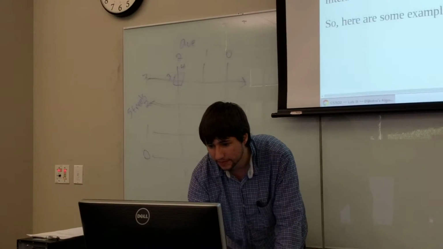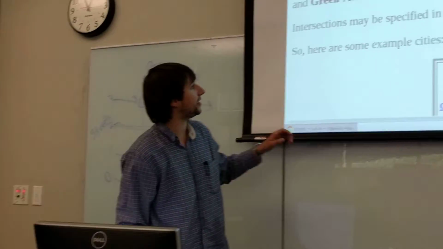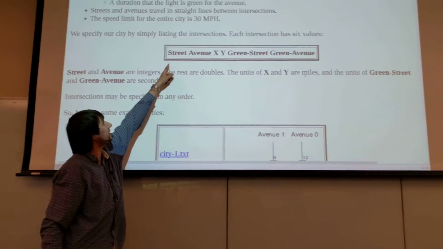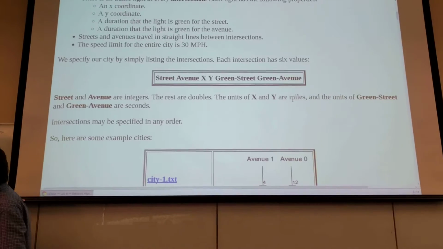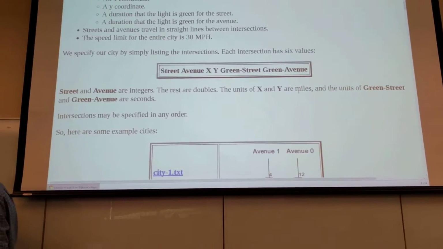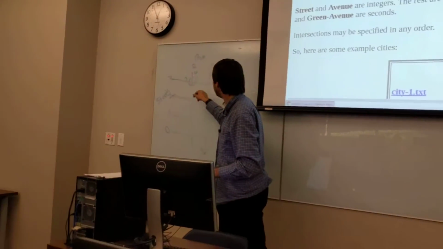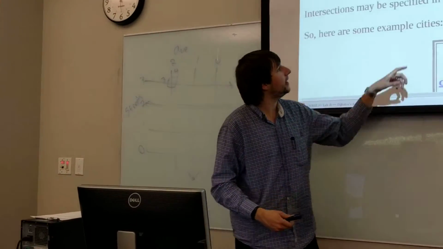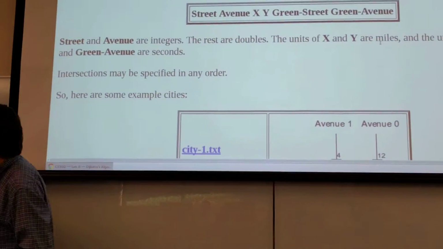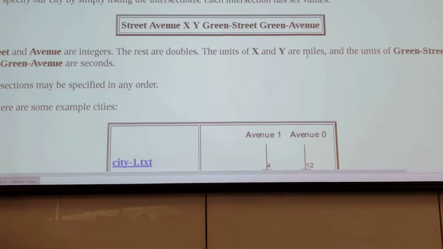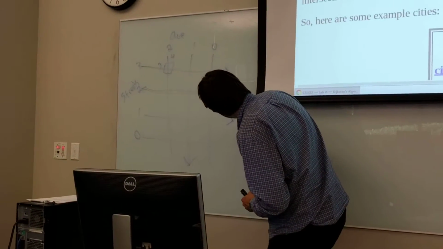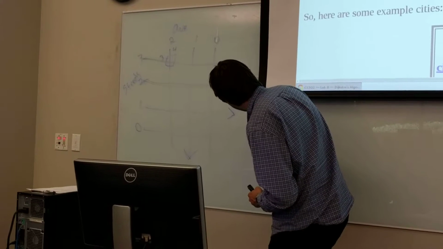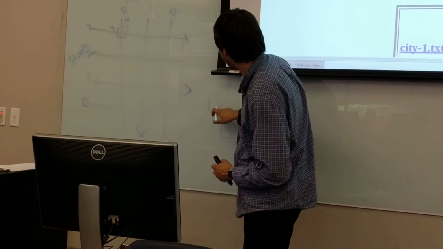So you're given a file that specifies all of these intersections, and the intersection is specified with a street and avenue number, which identifies which street and which avenue that intersection is a part of. It defines the XY coordinates of that intersection. So each of these locations could be in different locations, which could cause streets, even avenues, to go at a diagonal.